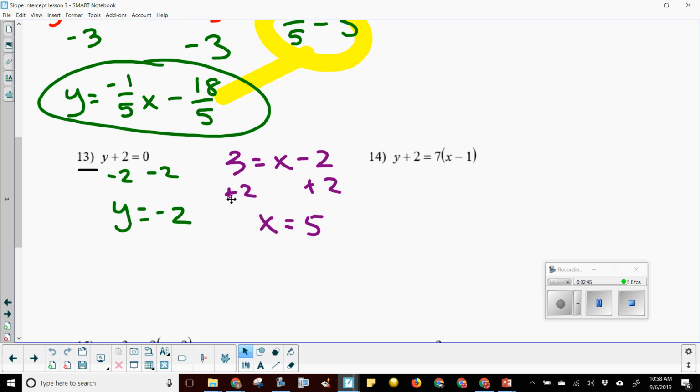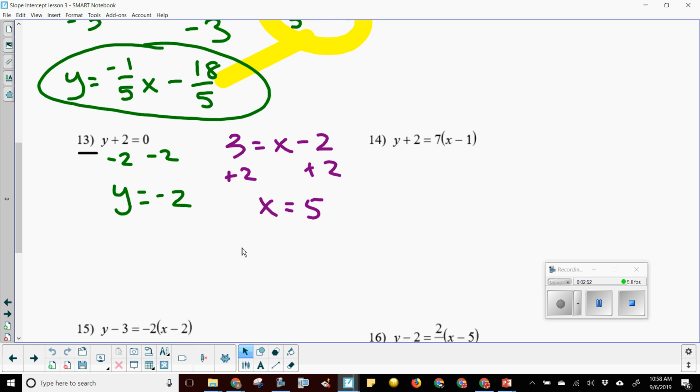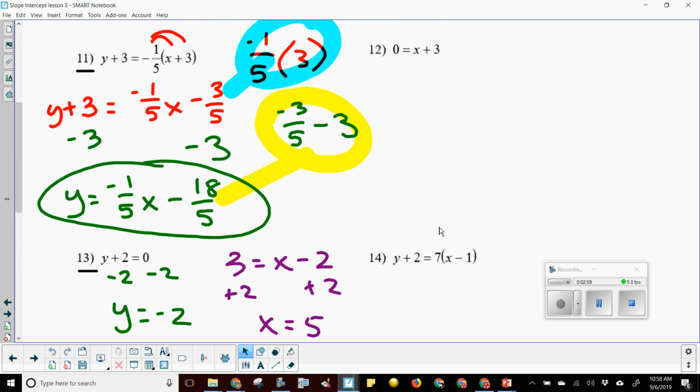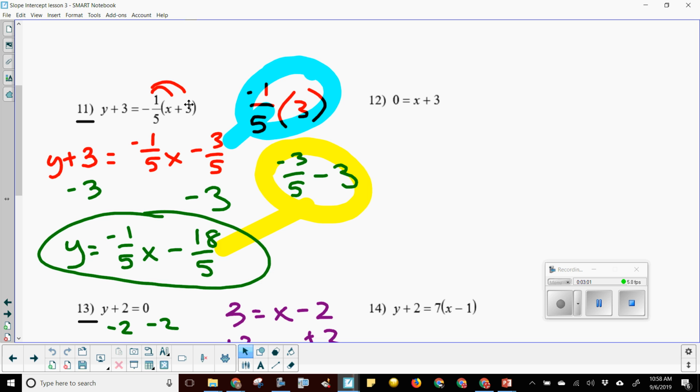Something like this, or if you have just an x or just a y, all we can do is get it to say y equals or x equals. So once again, it's distribute, subtract. A lot of these were not terribly hard. If you don't know what -1/5 times 3 is, put it in your calculator. If you don't know what -3/5 subtract 3 is, put it in your calculator. It's fine. And hopefully distribute, add or subtract, done. So it should be fairly easy.